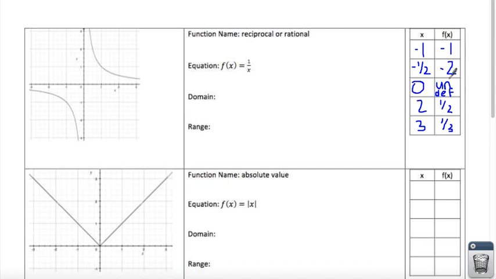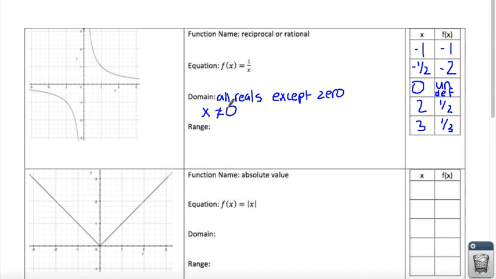But because it's undefined here when x is 0, that tells us the domain of this function is all real numbers except 0. Any other number you can have as the denominator of a fraction except 0. So in shorthand, because that's how we like it in math, we would just say x is not equal to 0.